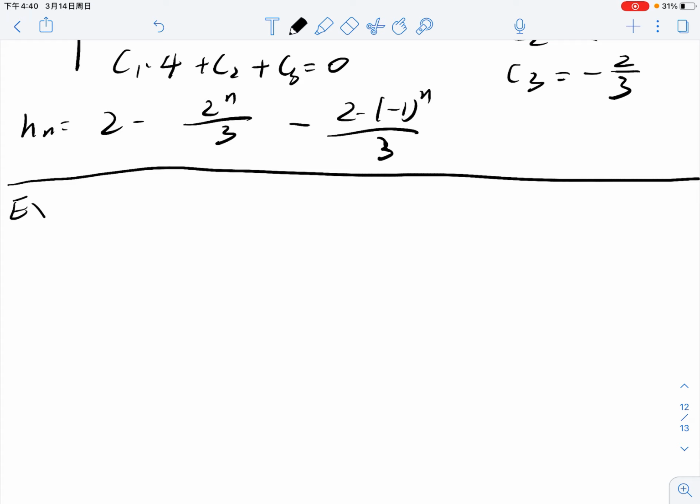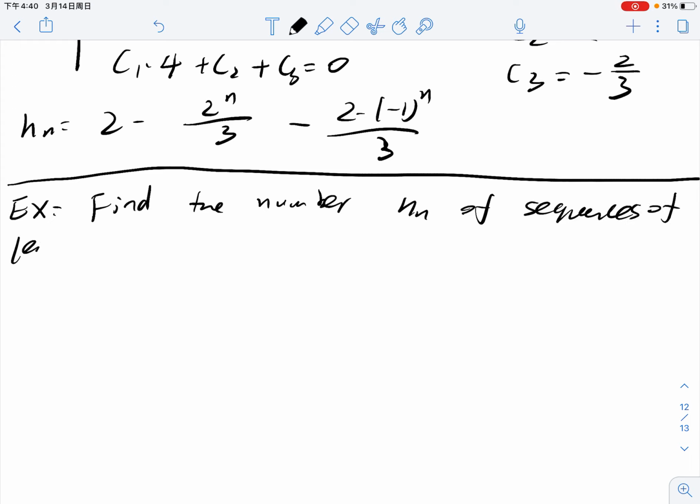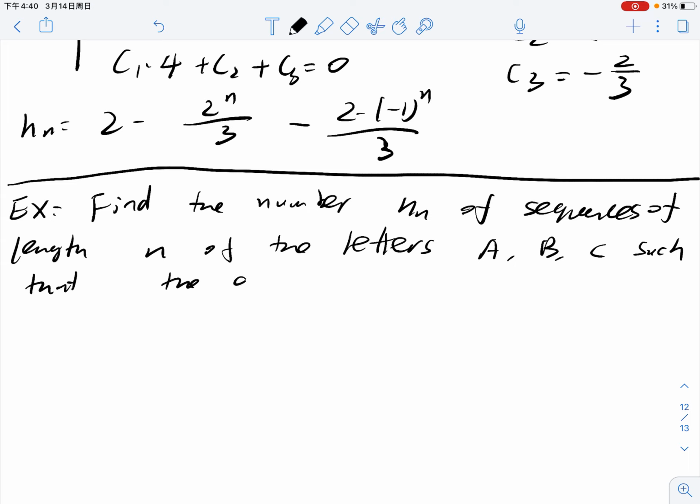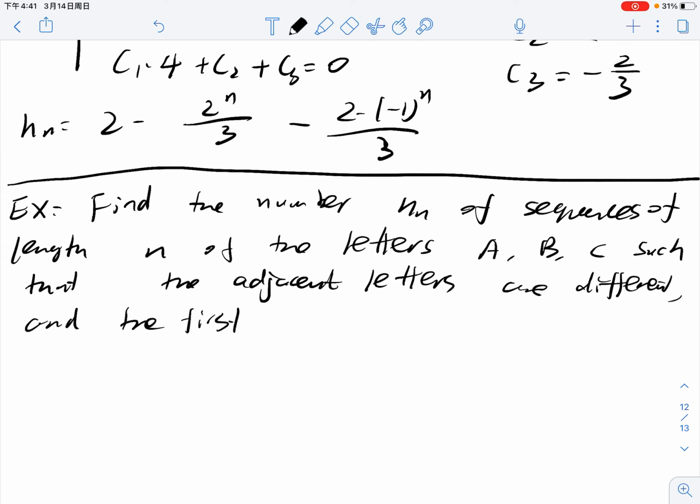Okay, next let's look at some real problem and find the number Hn of sequences of length n of the letters A, B, C, such that the adjacent letters are different, and the first and the last letters are different.